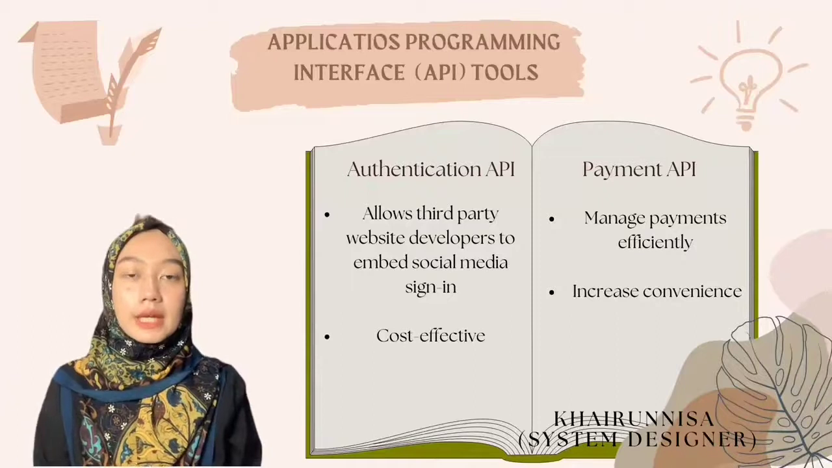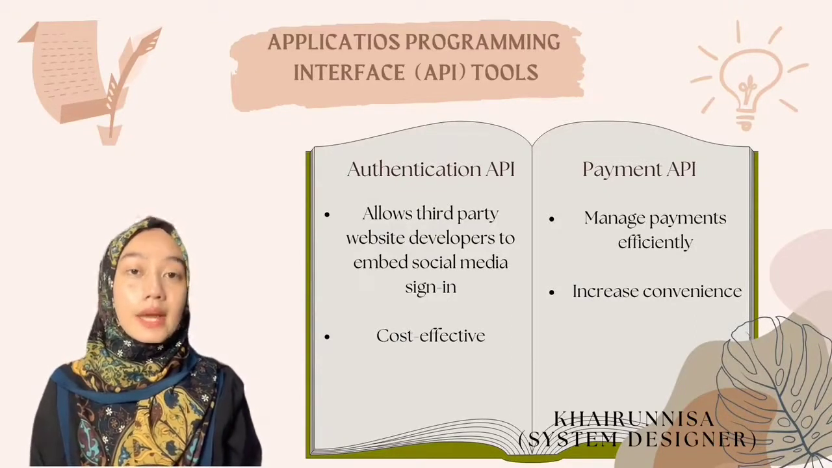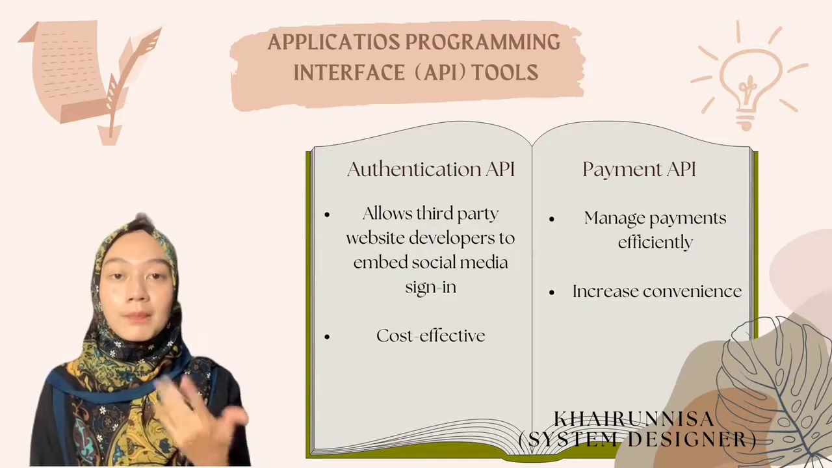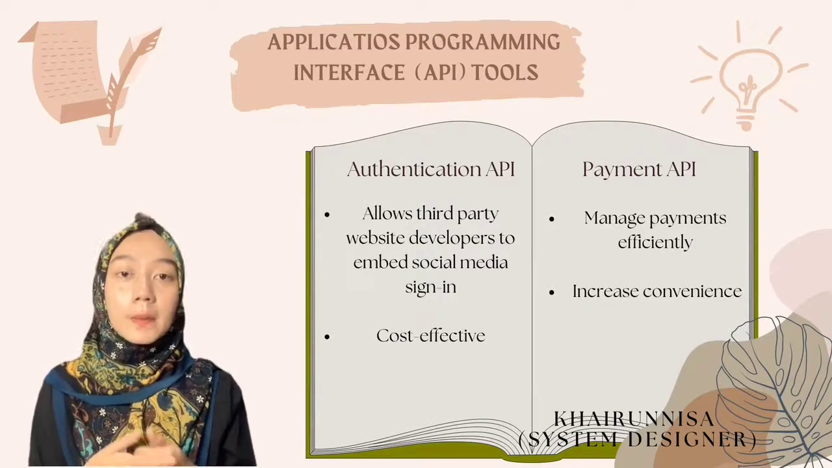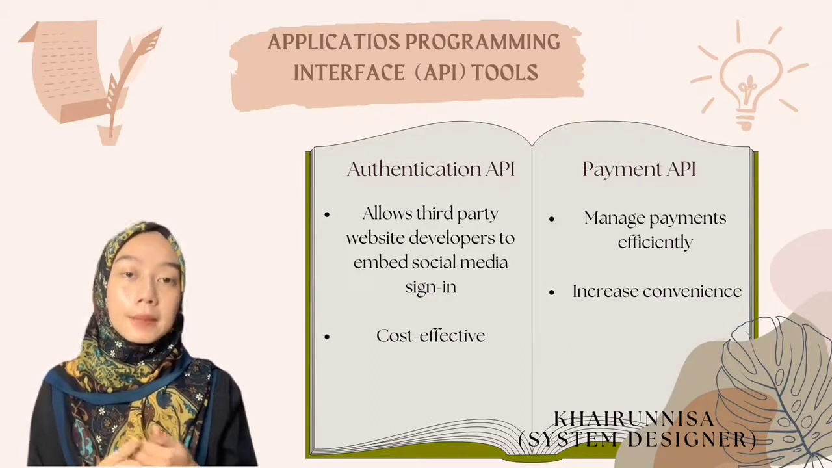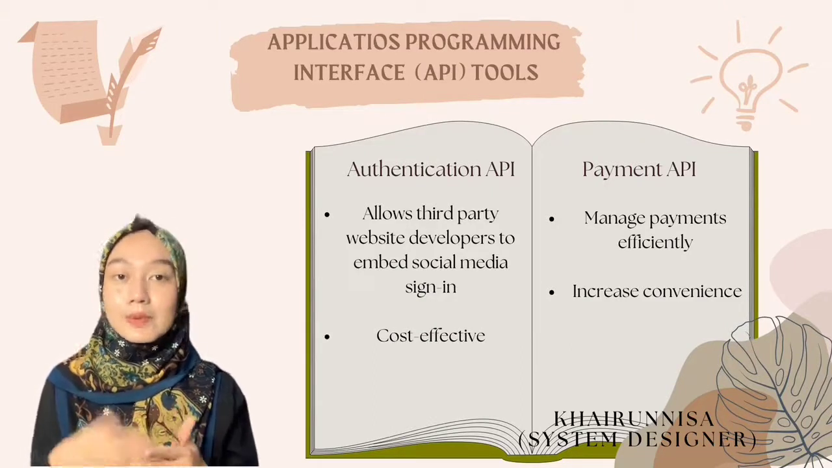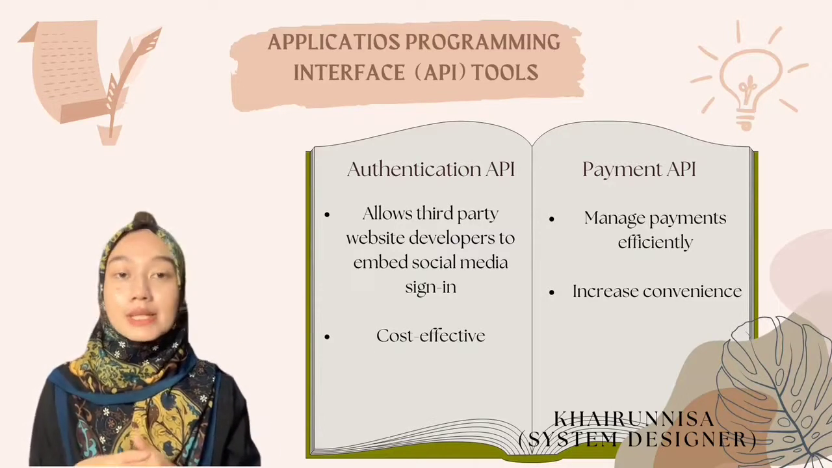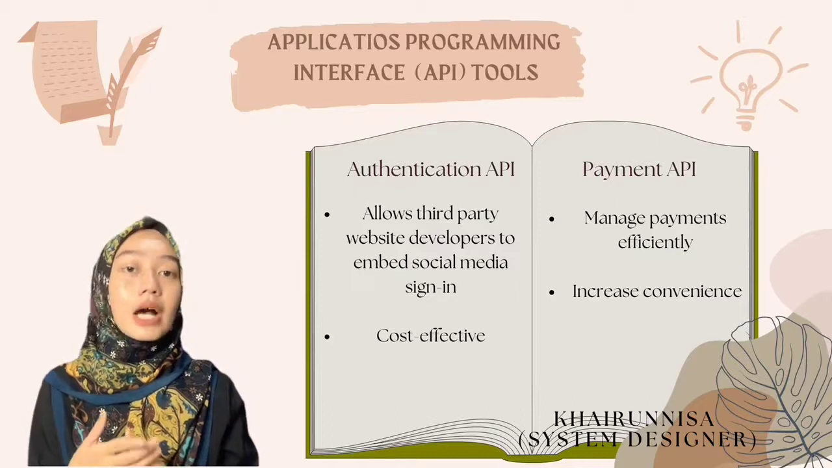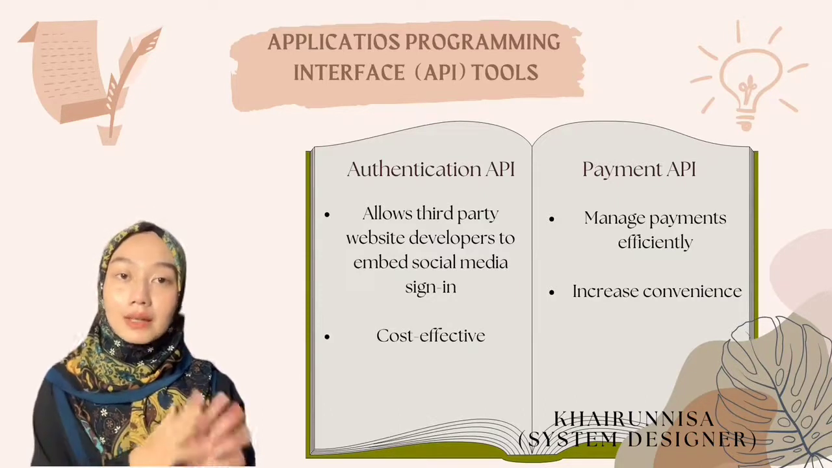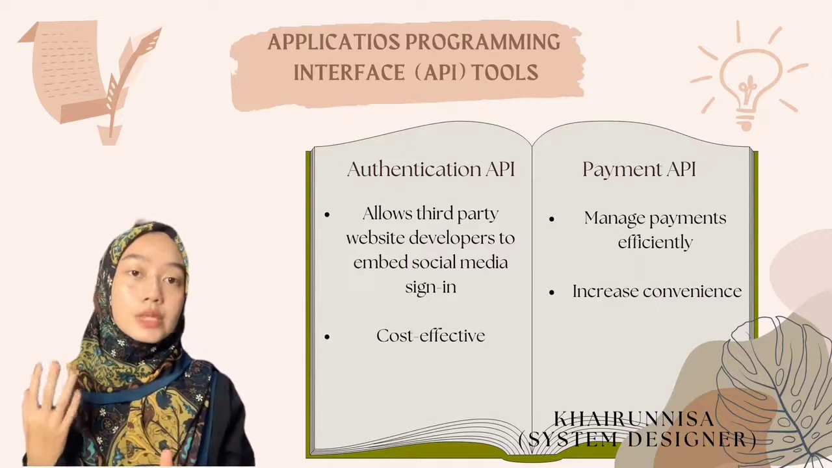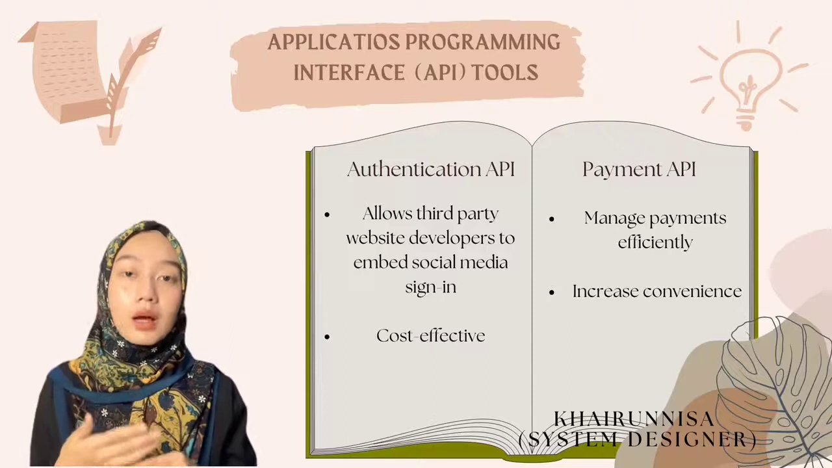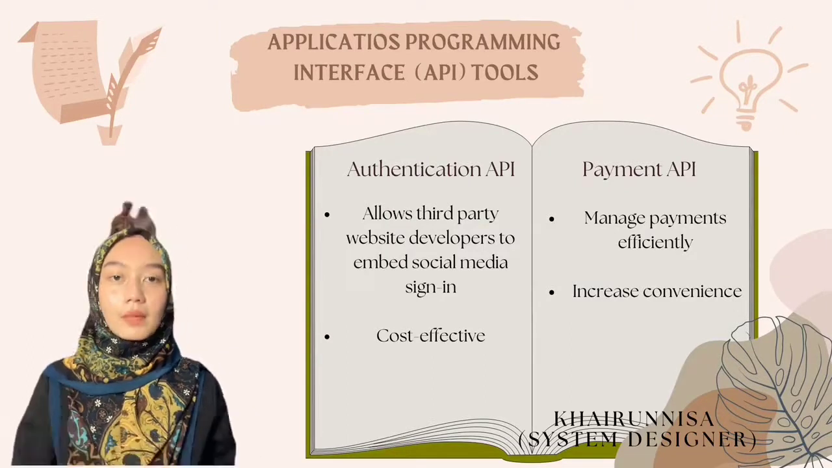I will explain the API tools that apply on the AirAsia food website: the Authentication API and the Payment API. The Authentication API allows third-party website developers to embed social media sign-in into their website, such as Google and Facebook. Users don't need to register to the website because the Authentication API provides the user data to the website based on the user's social media account. The reason why AirAsia food chose it is because it is cost effective.